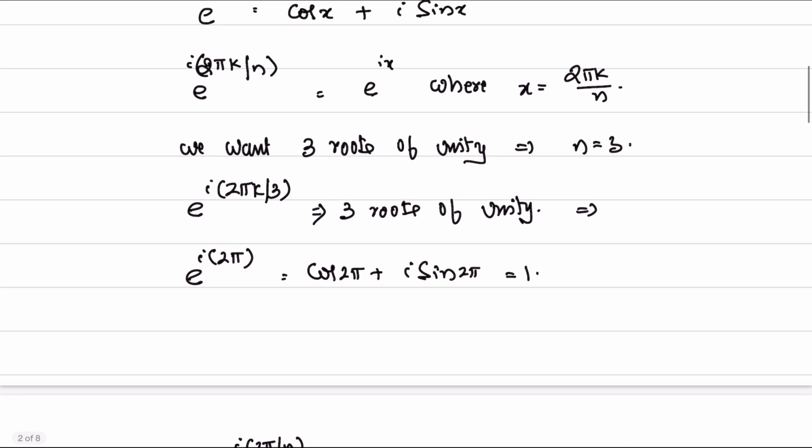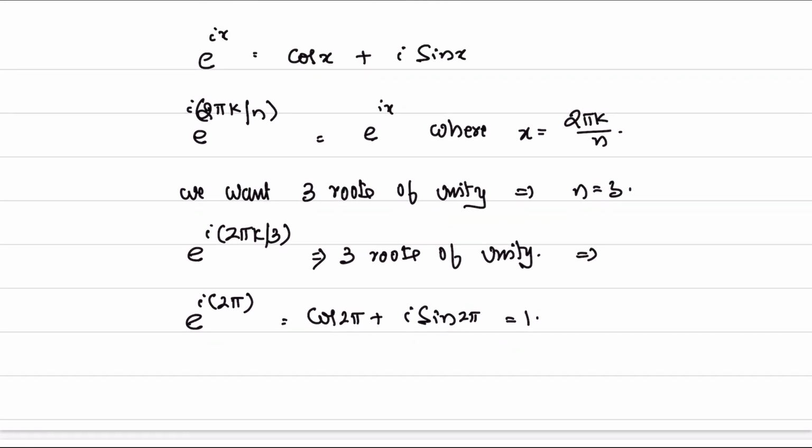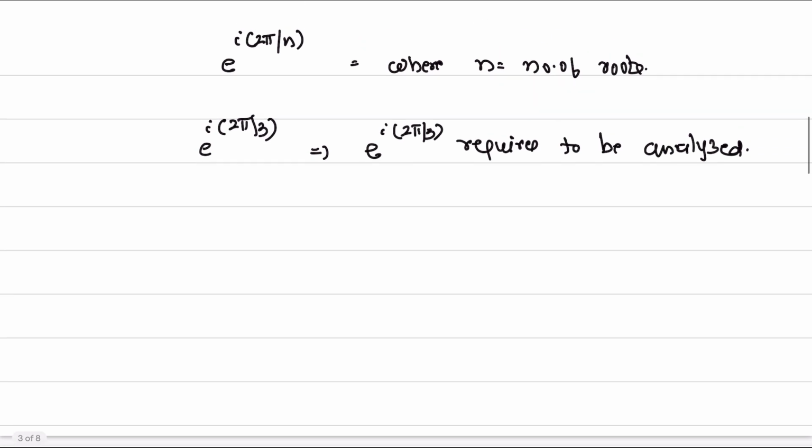For example, e to the power of i into 2 pi k by n is equal to e to the power of ix, where x is equal to 2 pi k by n. If you want 3 roots, then n is equal to 3. n is nothing but the number of roots required for unity.